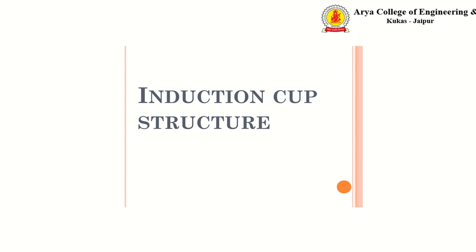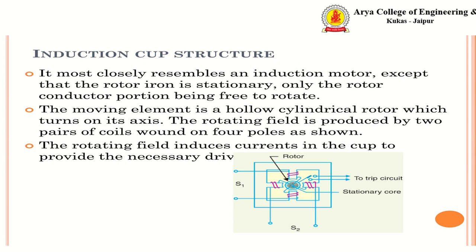Now induction cup structure is detailed here. It most closely resembles an induction motor except that the rotor iron is stationary, only the rotor conducting portion being free to rotate. The moving element is a hollow cylinder rotor which turns on its axis. The rotating field is produced by two pairs of coils wound on four poles as shown. The rotating field induces current in the cup to provide the necessary drive.